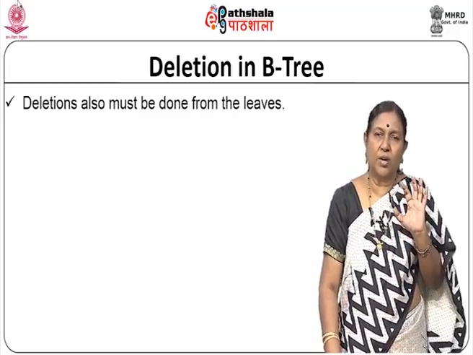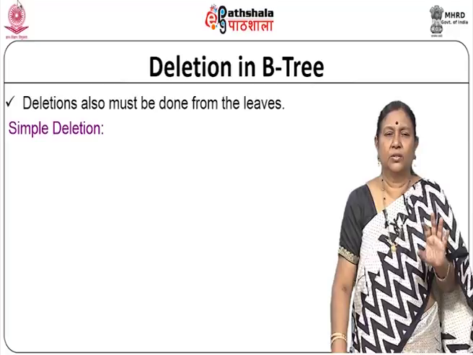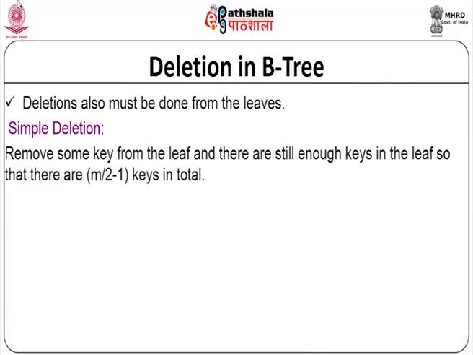Deletion must almost always be done from the leaves. So, let us see a simple deletion. Remove some key from the leaf, and if there are still enough keys in the leaf so that there is no violation of the property of m by 2 minus 1 keys, then you are done.